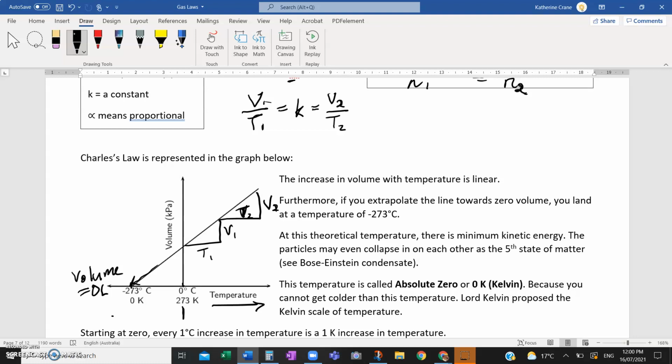We've not seen this, but this is the fifth state of matter that is theoretical, and it's called a Bose-Einstein condensate, named after the two scientists who proposed this idea. Anyway, that's a side thing.